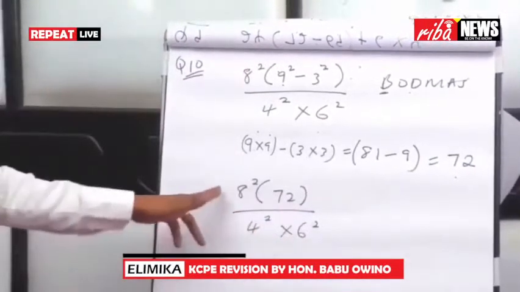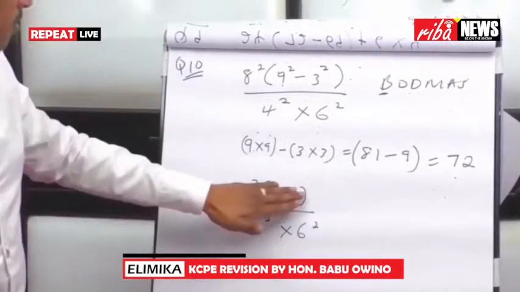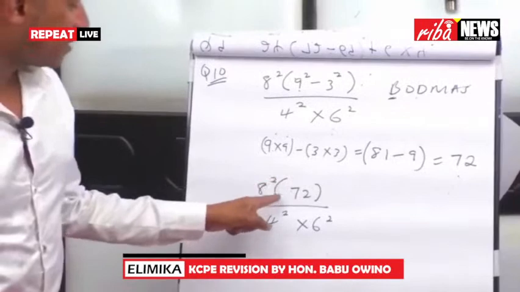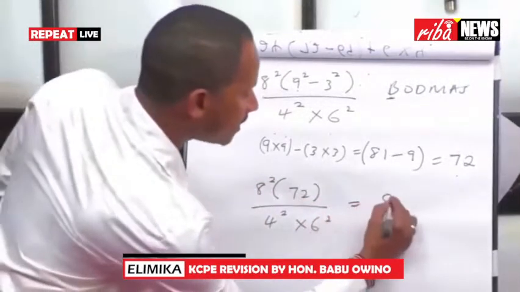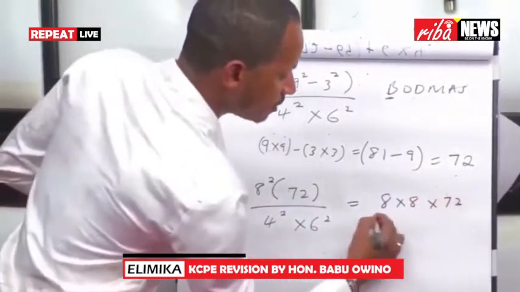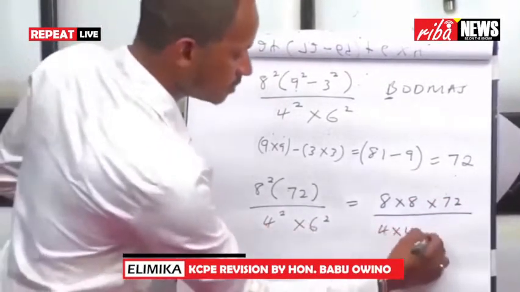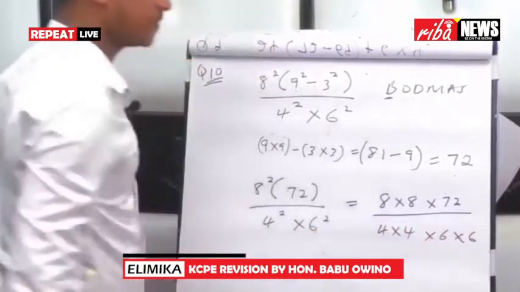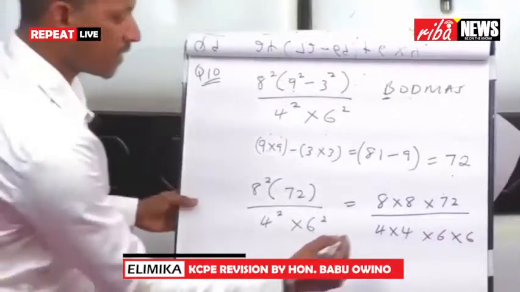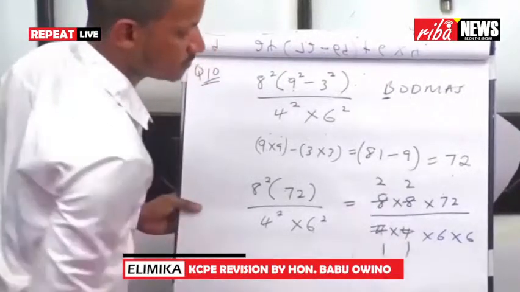So instead of simplifying the numerator and then dividing by the simplified denominator, we know that we can deal with this by cancellation, because 8 squared into bracket 72 means 8 times 8 times 72. Divide by 4 squared means 4 times 4, times 6 squared means 6 times 6. So this can be dealt with when we simply do cancellation. So 4 goes here once, 4 goes here twice.